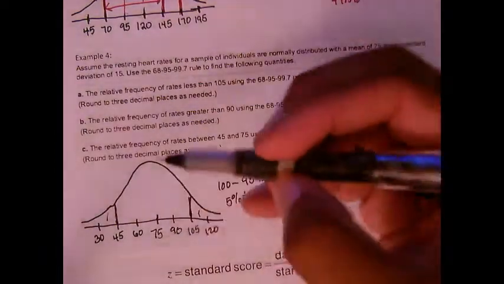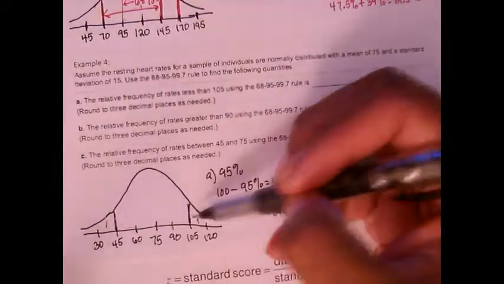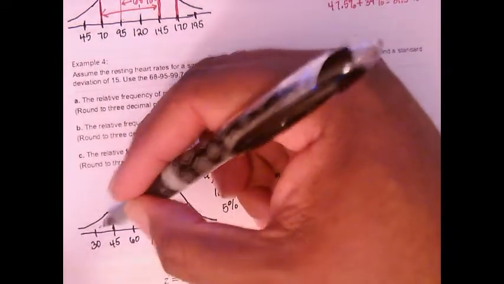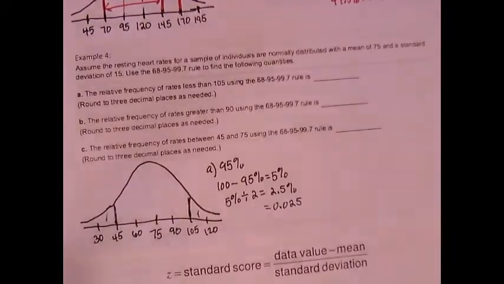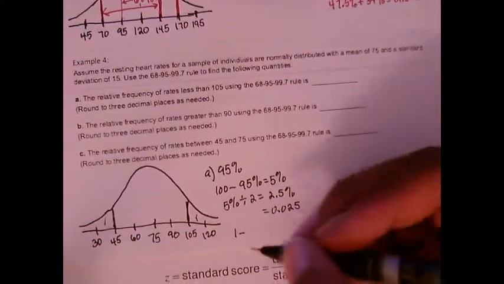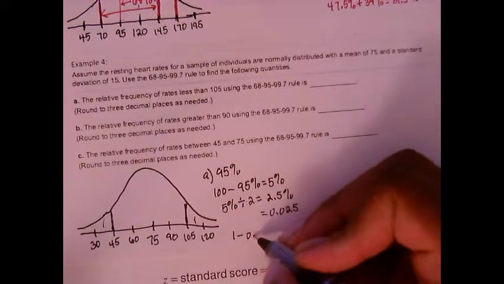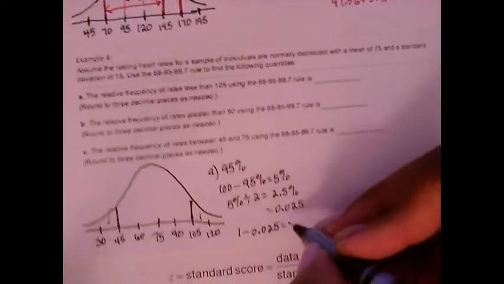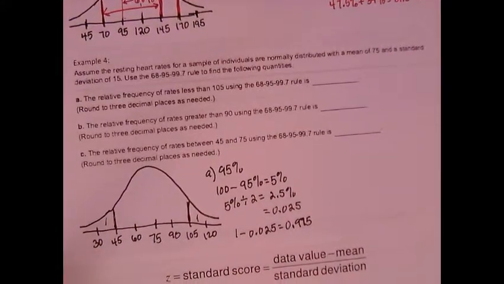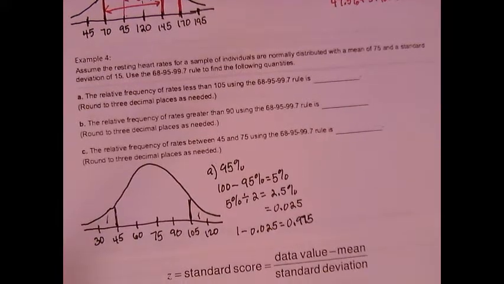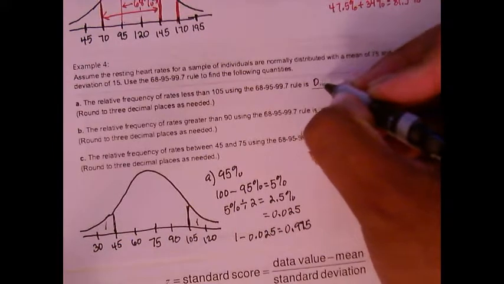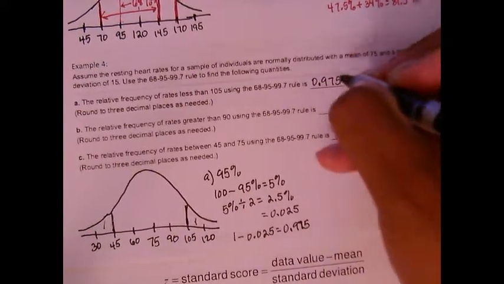Now, to find out what the rest of this area is to the left of 105, all of this from here all the way to the end, we know that total area is going to be 1 whole, or 100%. So if I subtract 1 minus 0.025, I'm going to get 0.975. So here, the relative frequency of rates less than 105 using that rule will be 0.975.